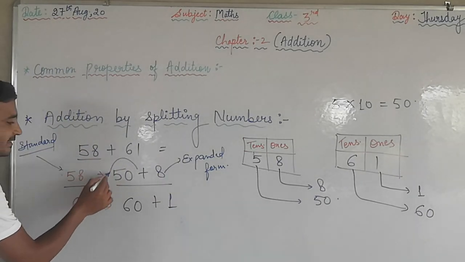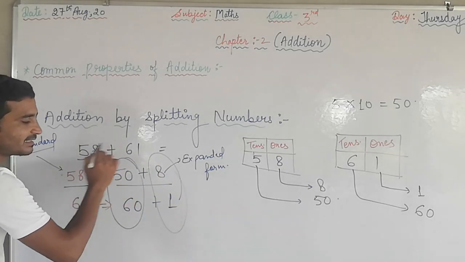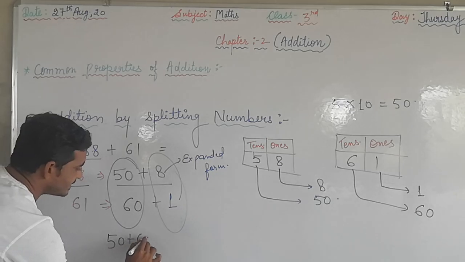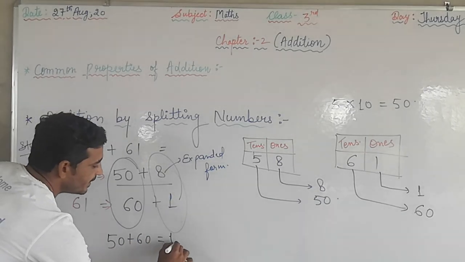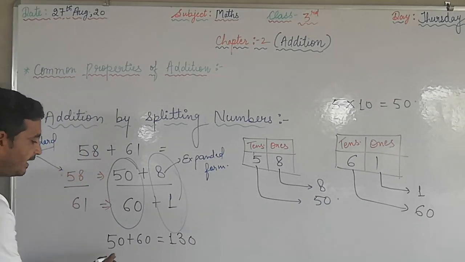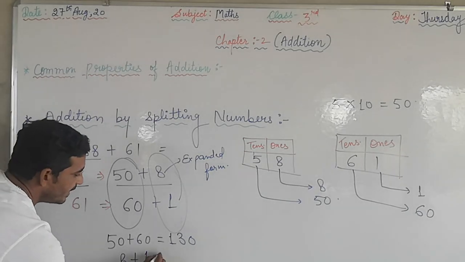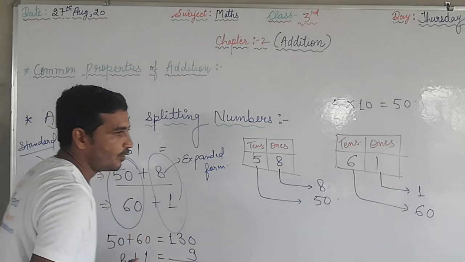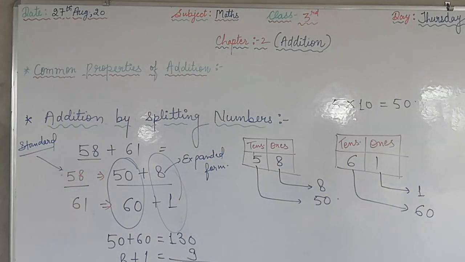Now you add this part separately and this part separately. See here, 50 plus 60 equals 110. Then 8 plus 1 equals 9. Your result is 119. What's the result you get? 119.